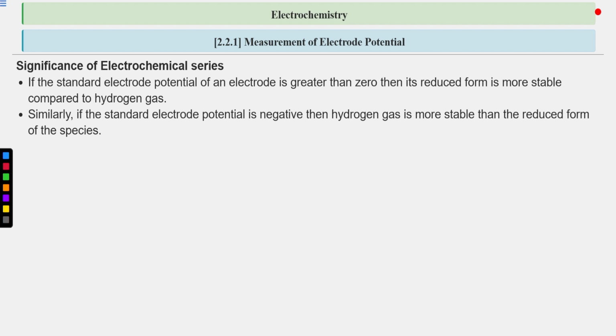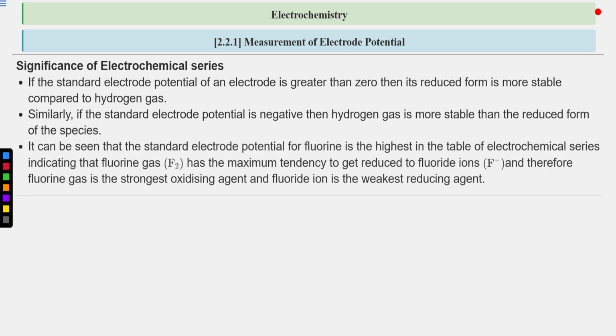Similarly, the opposite way, if the standard potential is negative, then hydrogen gas is more stable than the reduced form of the species. Now, it can be seen that the standard electrode potential for fluorine F2 is the highest in the table of electrochemical series, right? We saw that fluorine is on the top because its E naught value is the most positive value, indicating that fluorine gas has maximum tendency to get reduced to the fluoride ions F negative.